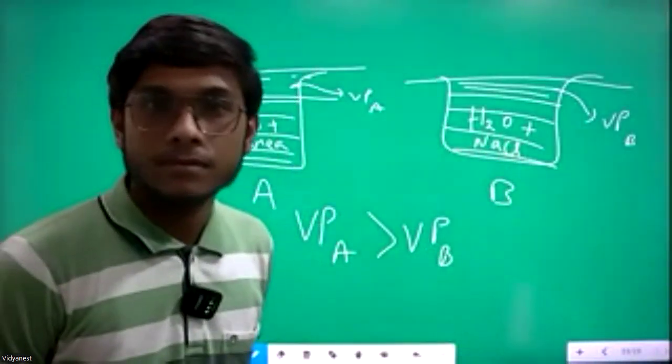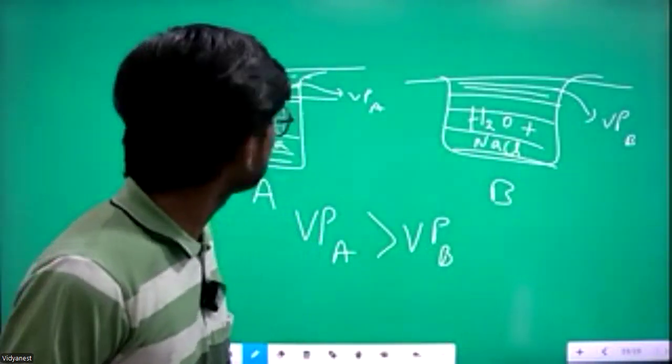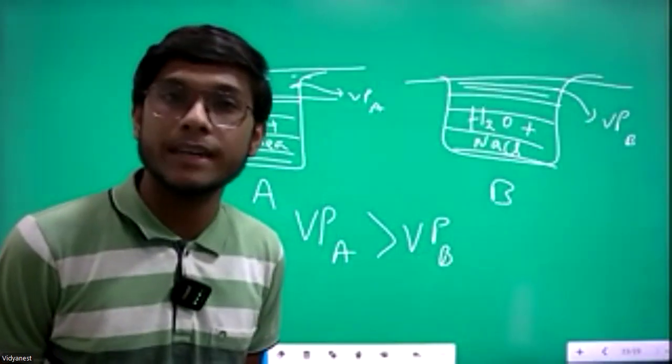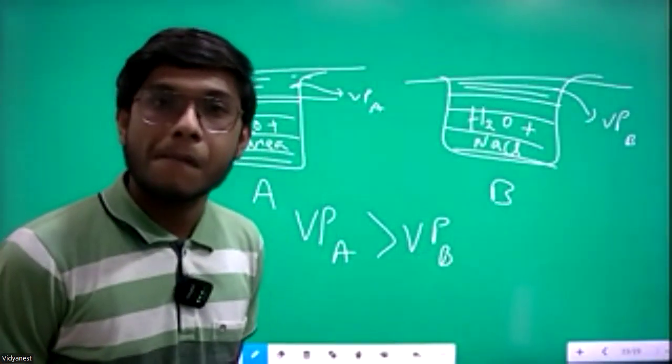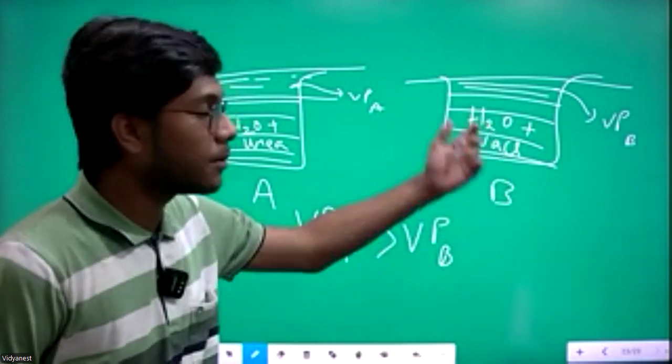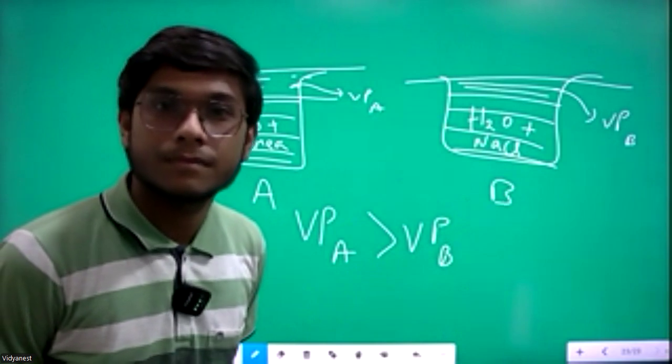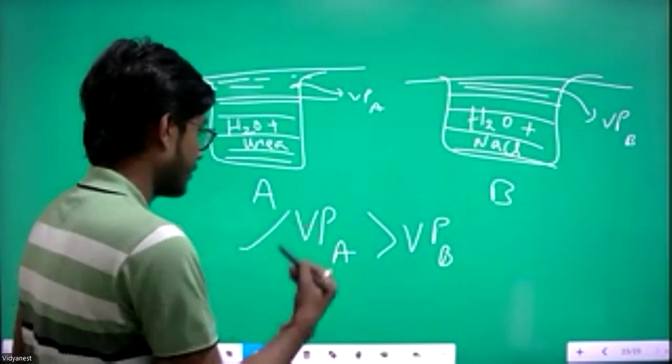Urea does not dissociate. So how does the dissociation of NaCl affect the vapor pressure? That's what I'm asking. You are correct, just give me the reason.